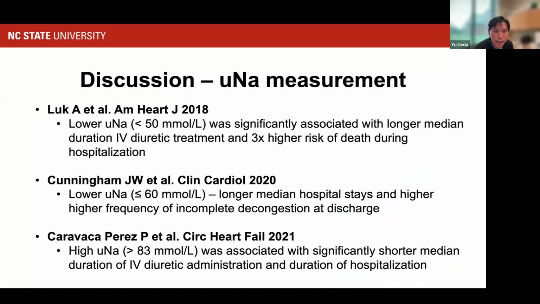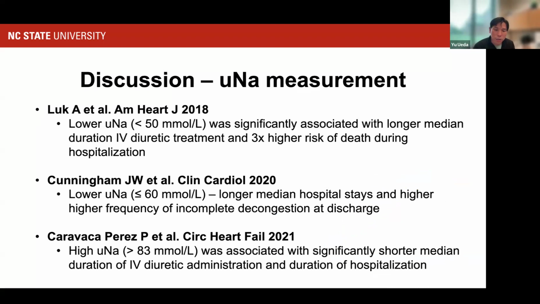And from here, I'm going to discuss the urinary sodium concentrations, what we know in human patients, and what they found in this study. And I'm going to just touch base a little bit on the serum chloride concentration and its association with diuretic resistance.